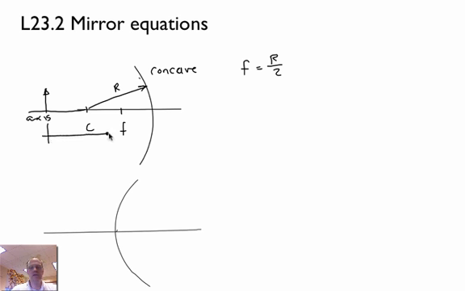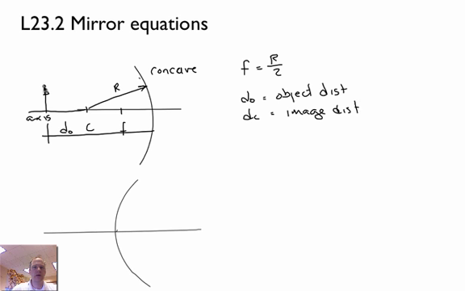The distance here from our object to the mirror is going to be our DO. So DO is equal to the object distance. And then whenever we form our image, we'll have a DI, which will be the image distance. We can also have a height of the object, so we'll use subscript O for that. So HO is equal to the height of the object. And HI then would be the image height.